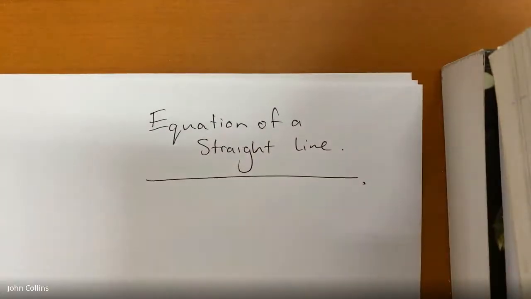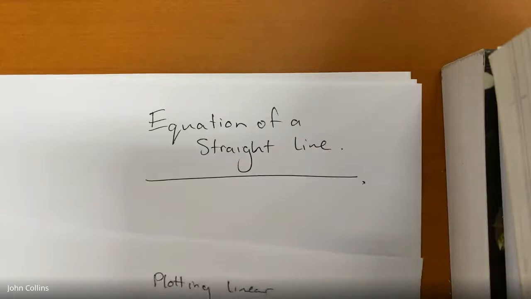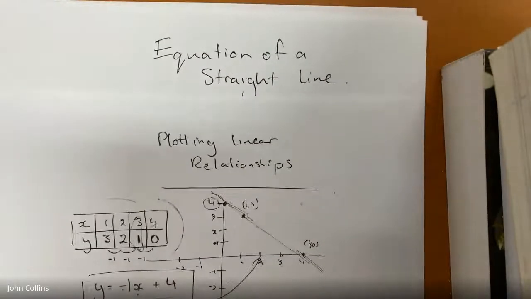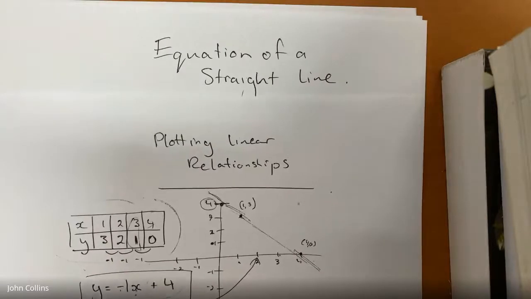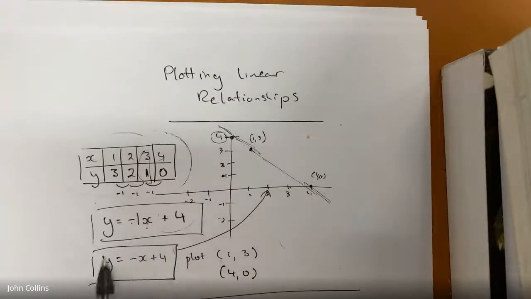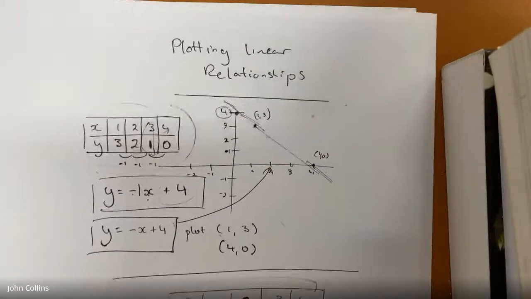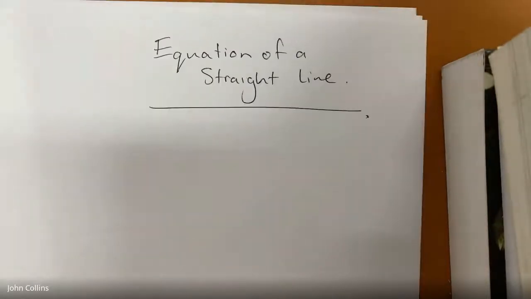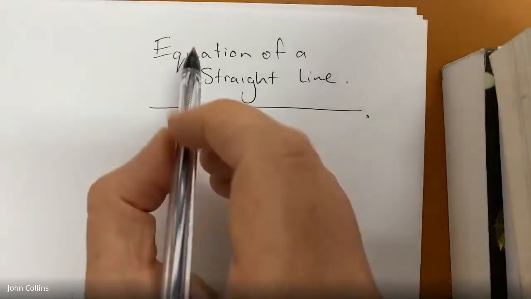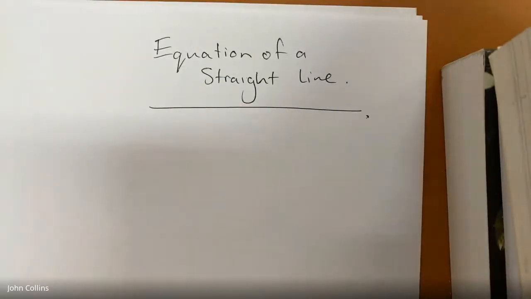So we're looking at equations of a straight line. Now, yesterday, that's exactly what we did. We just had a set of points in a table, and then we looked at the equation. And of course, equation is another word for formula, I suppose. We use formula, but it's an equation. So you could say that's a formula as well.